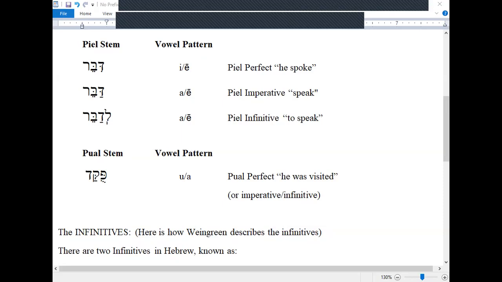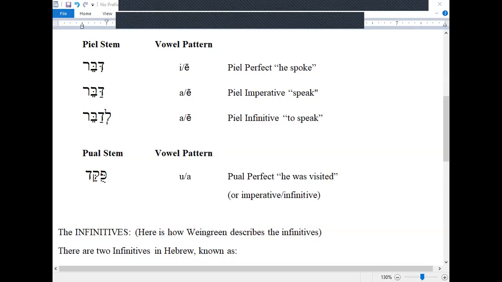Then we have the Piel imperative, which is daber. When we did the imperfect, we had yedaber, and if you knock off the prefix, let's say the yod, which was the third person prefix that we used, you end up with the Piel imperative, simply meaning speak. Notice it has an A vowel, a patach, followed by the doubling of the middle radical and a tsere. And that means simply speak.